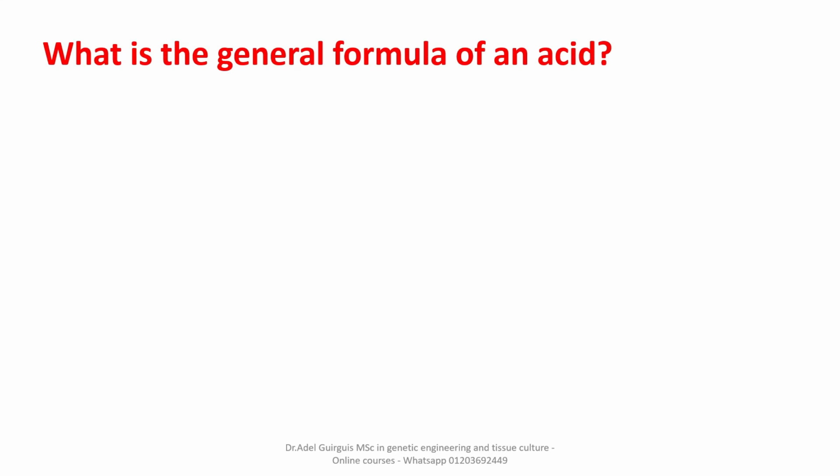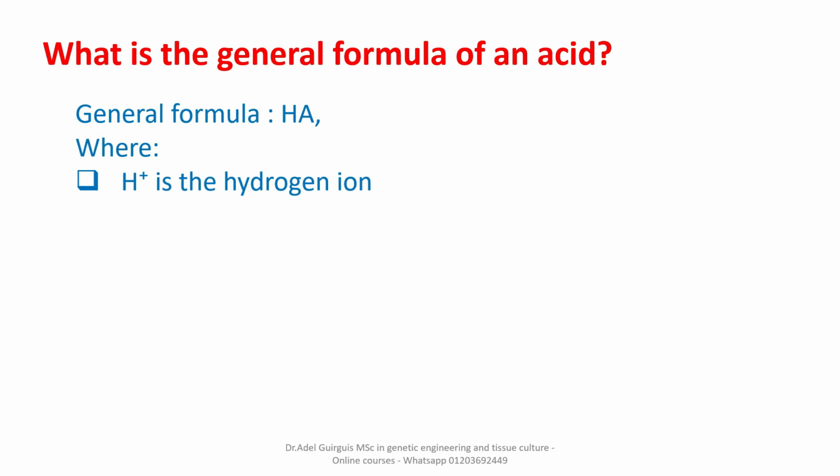What is the general formula of an acid? The general formula of an acid is HA, where H refers to the hydrogen ion, H plus, and A minus is the negative ion. This ionization in water, when we dissolve or add concentrated acid into water, what would happen? It dissociates with different degrees.